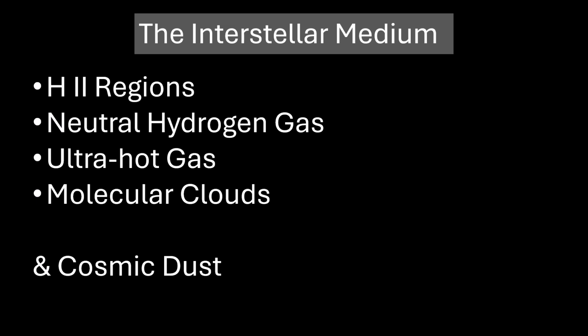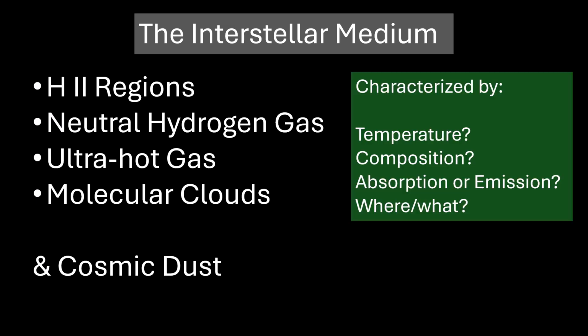So for the most part, we'll look at these regions and we'll characterize them. We're going to look at temperature, the composition of them, what are they actually made of? Are they emitting or are they mostly absorbing light? Whenever we talk about the absorption or emission, we're talking about absorption or emission of light here. And then finally, maybe there's some specifics about where or what they are, and what we really closely associate with them is in the notes here.